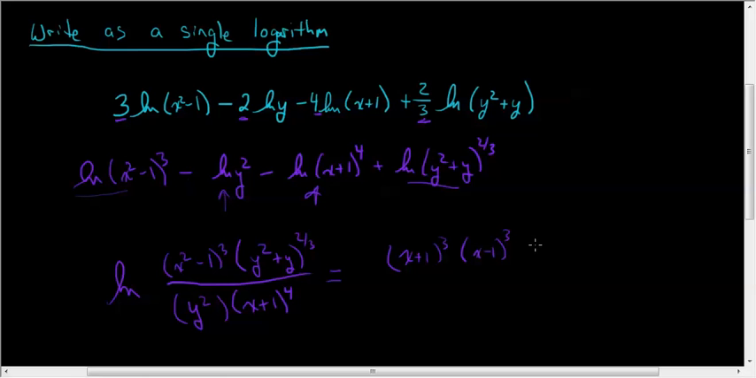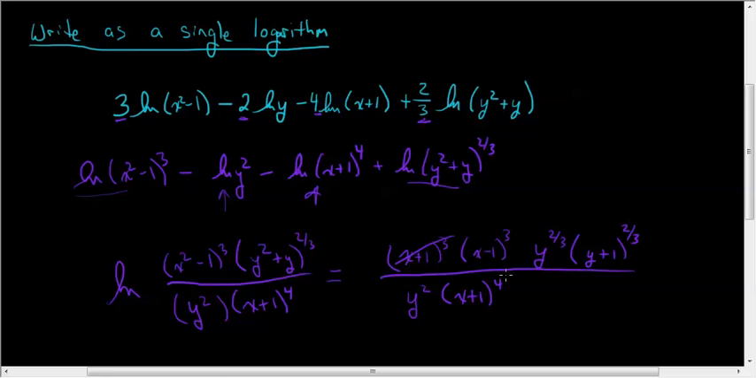And here I'll get y to the 2/3 times y plus 1. Factor that one out: y plus 1 to the 2/3. Well, y factors out, so we have y to the 2/3, y plus 1 to the 2/3. This is just x squared and x plus 1 to the 4th. Now what happens here, this one cancels all but one of those.